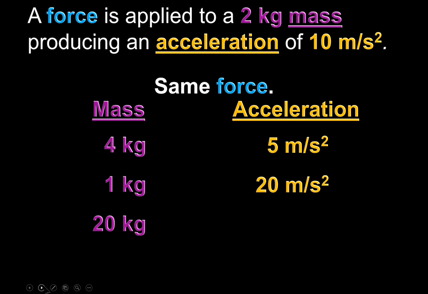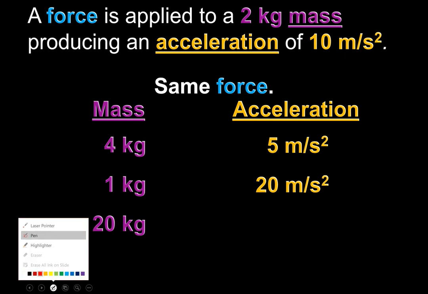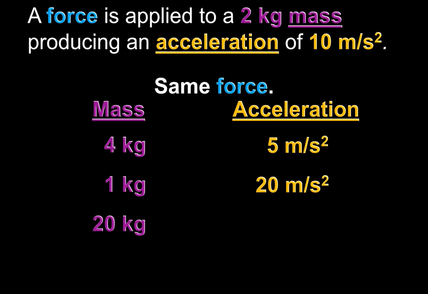So let's look at where these numbers are coming from. We're looking at force equals mass times acceleration, right? So let's figure out what our force should be. If our mass is 2 and acceleration is 10, our force should be 20 newtons. So if it's the same force, our force is 20 newtons.